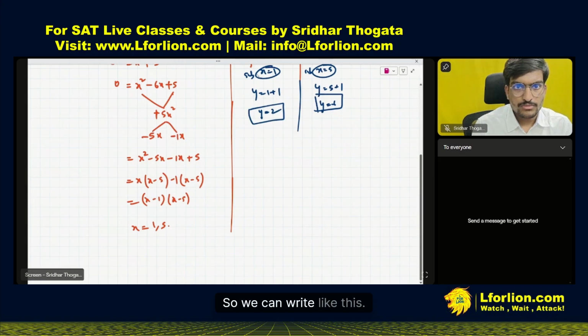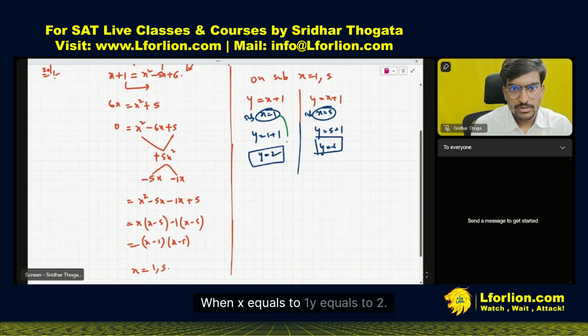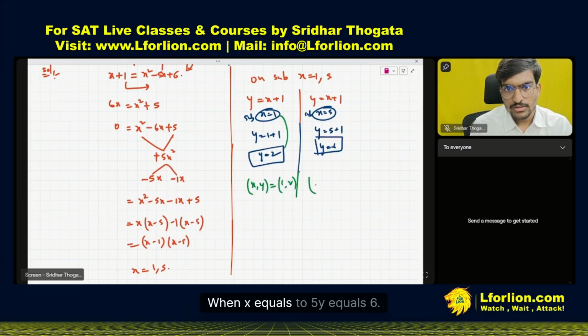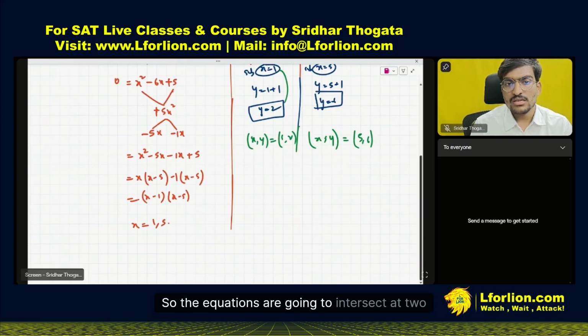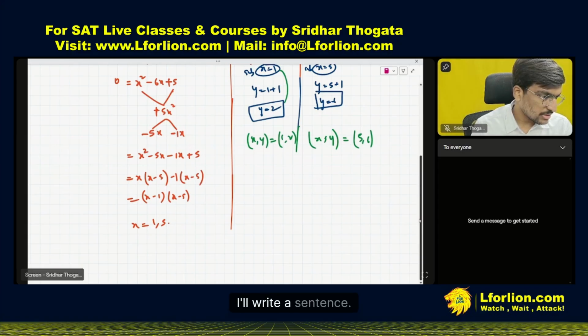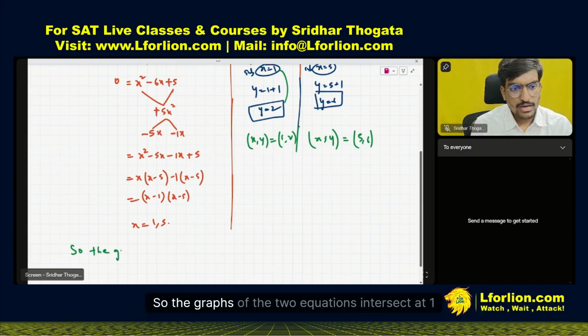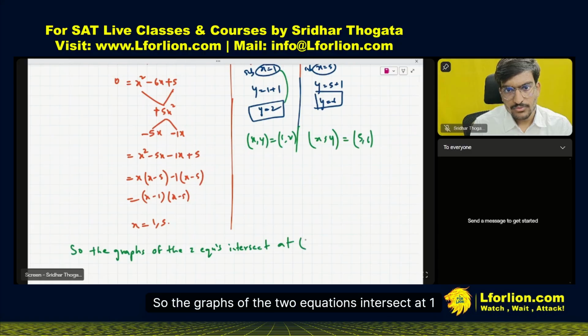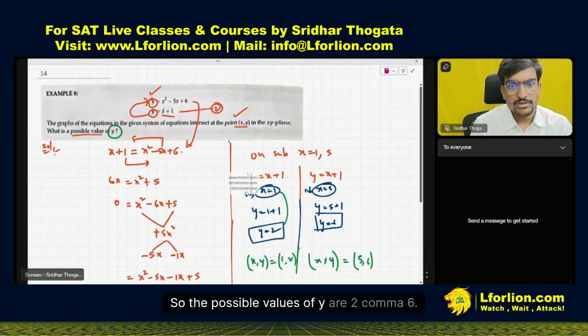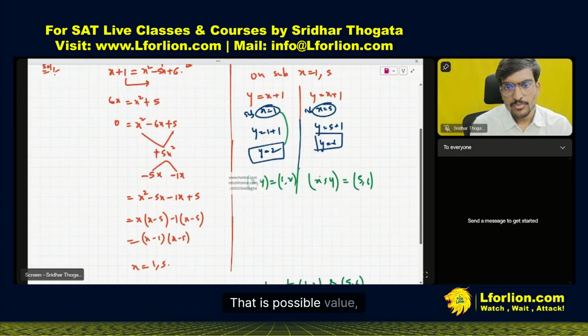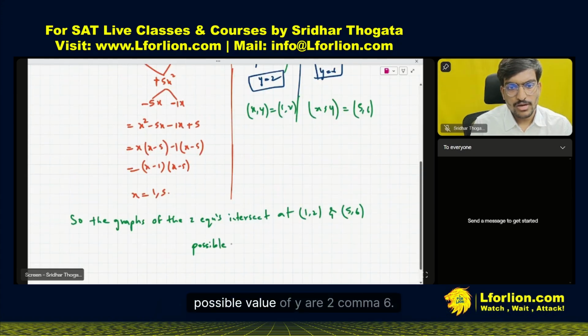So we can write like this: when x equals 1, y equals 2. When x equals 5, y equals 6. So we got 2 points. So the equations are going to intersect at 2 points. I'll write a sentence: the graphs of the two equations intersect at 1 comma 2 and 5 comma 6. So the possible values of y are 2, 6. That is the possible value of y, 2, 6.